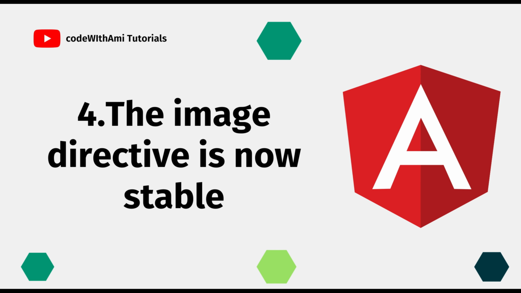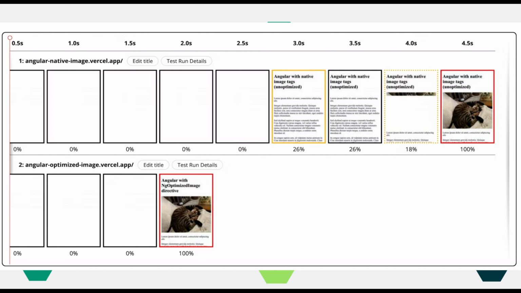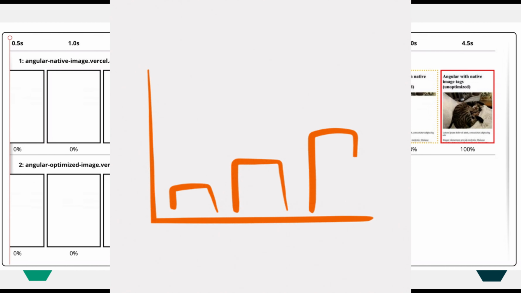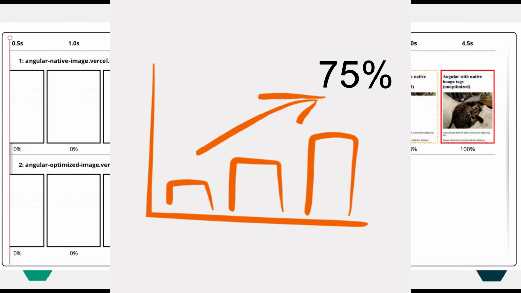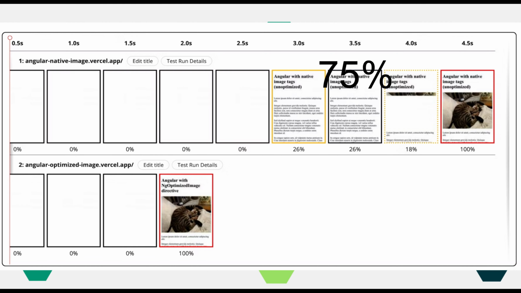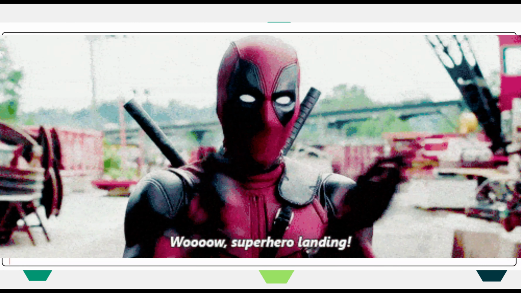So let's talk about the next thing, which is that the image directive is now stable. In Angular 14.2, Angular released the developer preview of the image directive, and now in Angular 15 it is coming as part of the stable version. As per the Angular team, by using this directive, they observed a 75% improvement in Lighthouse lab test performance. So this is pretty impressive. I really want to try this out.